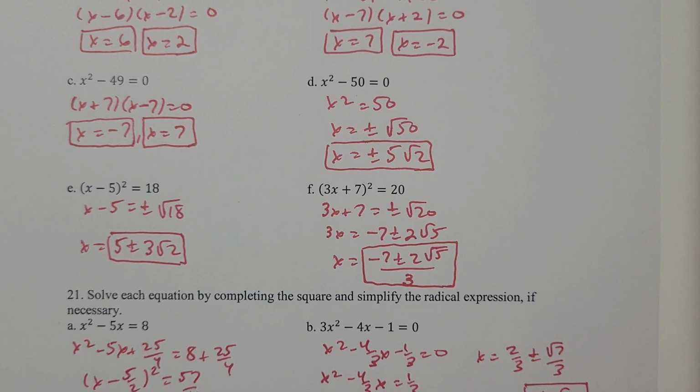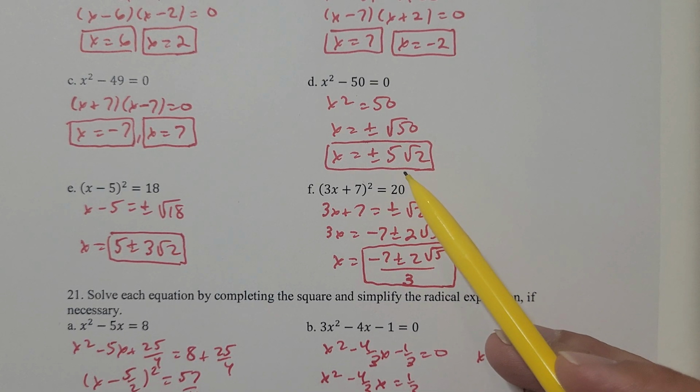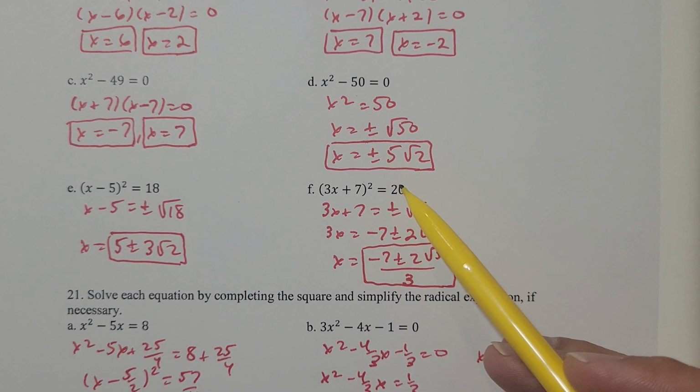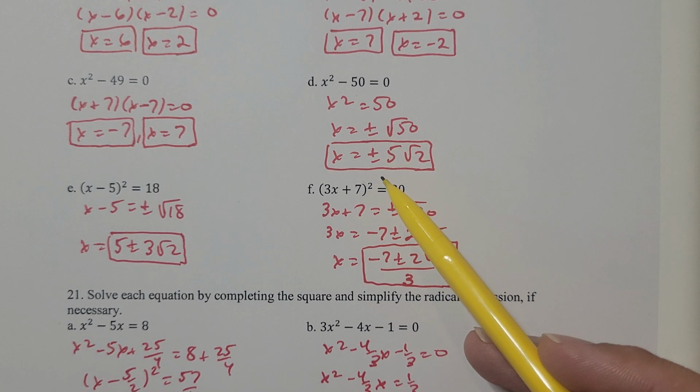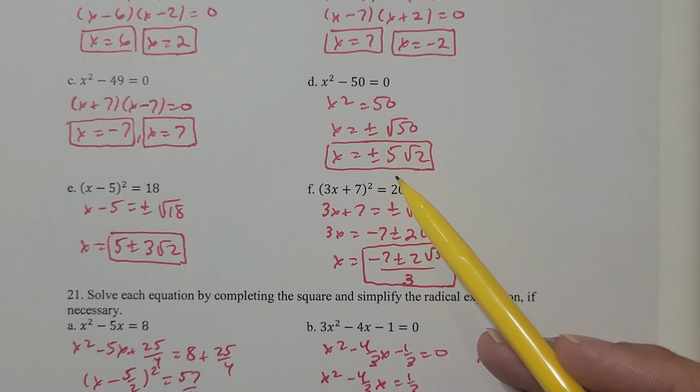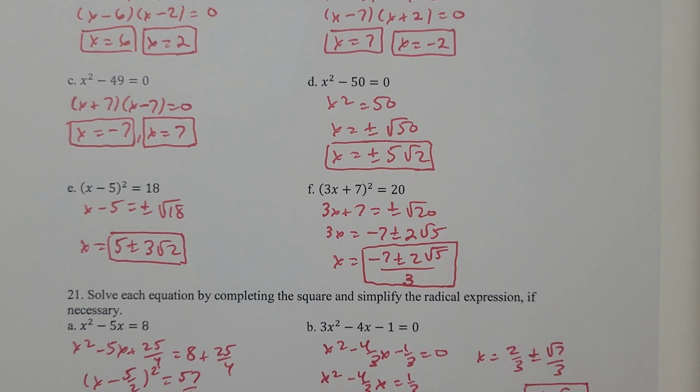Root 50 breaks down as 25 times 2 is 50, right? The square root of 25 is 5. So x would be plus or minus 5 root 2. That'd be the two answers there. Again, you always have two answers whenever you're solving a quadratic.